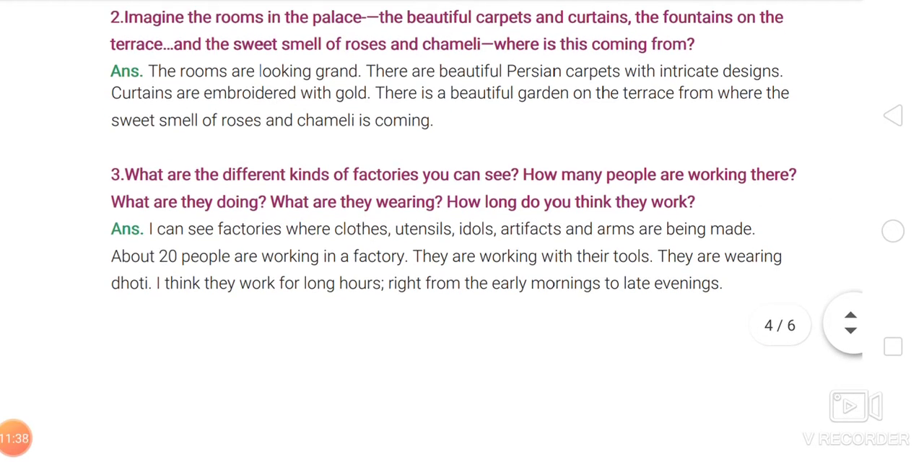Imagine the rooms in the palace, the beautiful carpets and curtains, the fountains on the terrace, and the sweet smell of roses and chameli. Where is this coming from? The rooms are looking grand. There are beautiful Persian carpets with intricate designs. Curtains are embroidered with gold. There is a beautiful garden on the terrace from where the sweet smell of roses and chameli is coming.